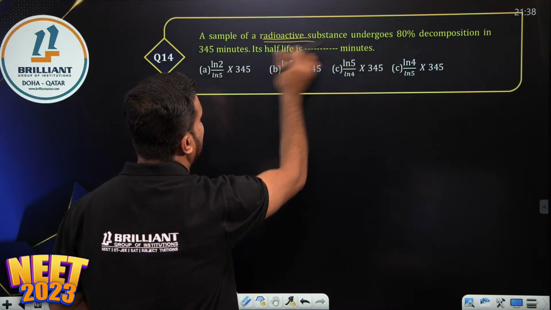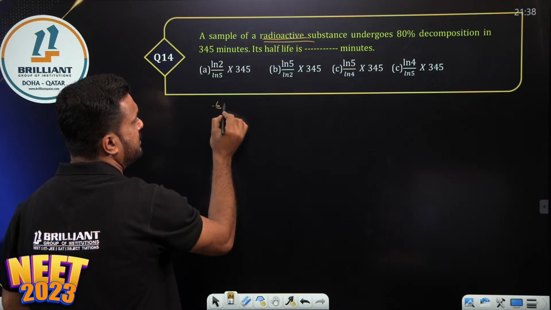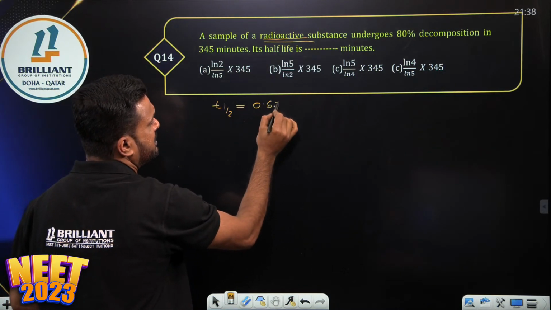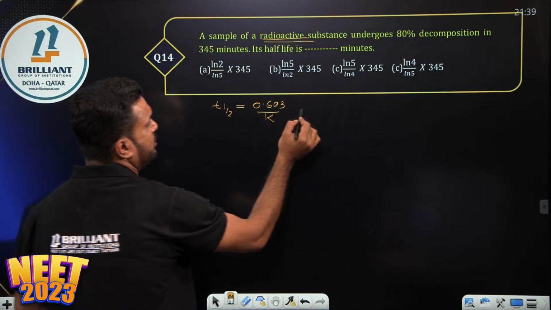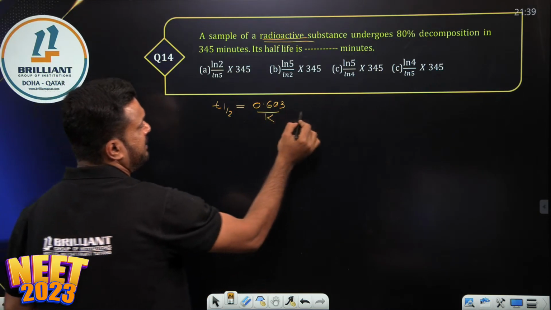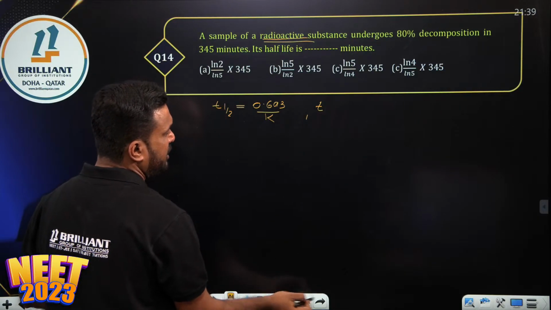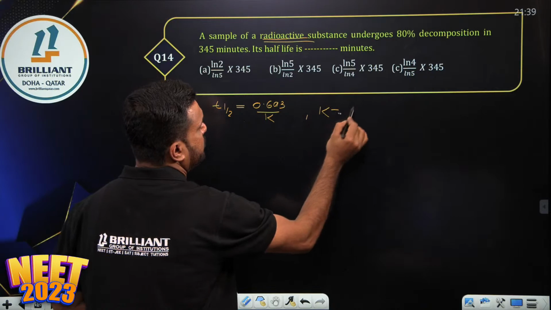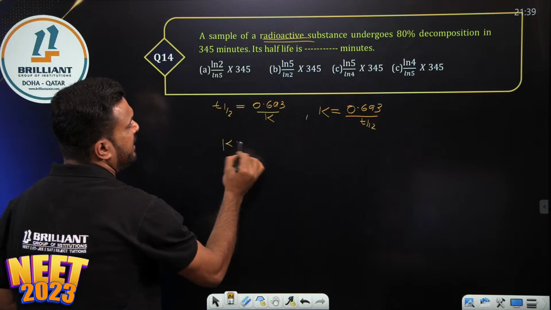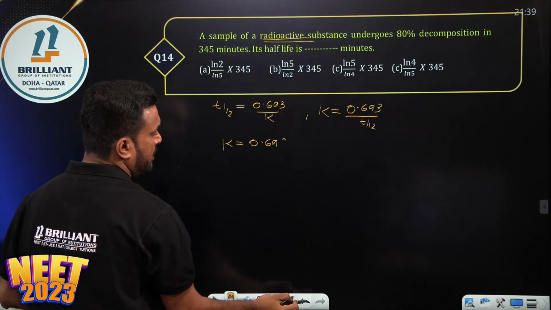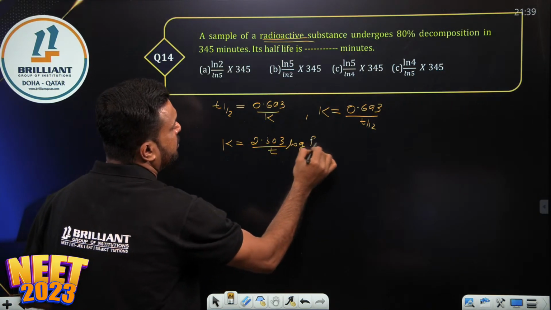So you can take the K value, because T half equation is 0.693 divided by K. In terms of K, K is equal to 0.693 divided by T half. We also have the equation K is equal to 2.303 by T, log R0 divided by R.